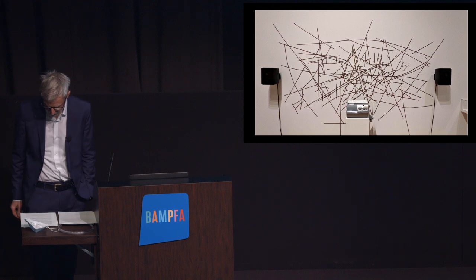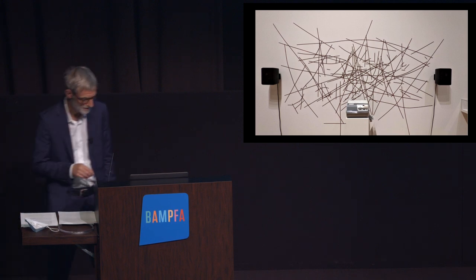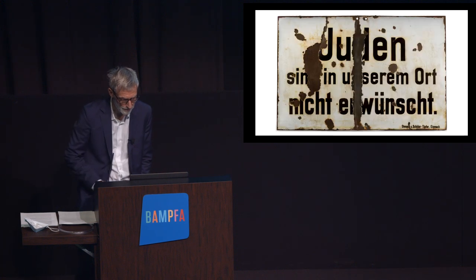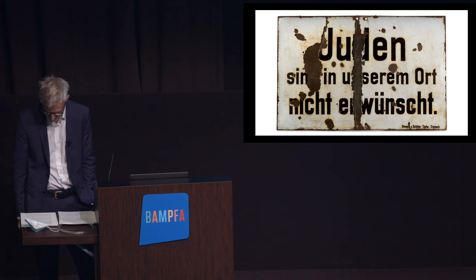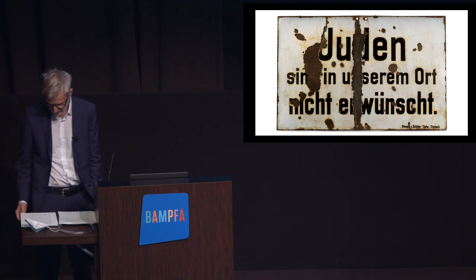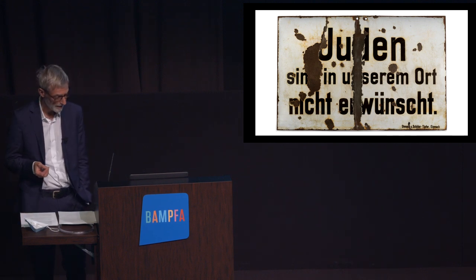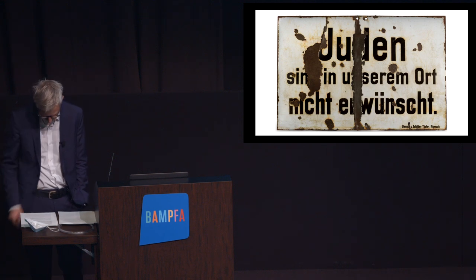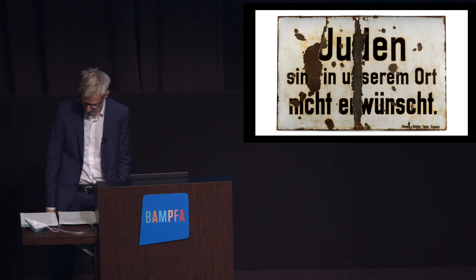Most media have the function of bringing members of a community into alignment. And this is very important. I'm going to show an image here of a sign that definitely brings people into alignment. A sign in a park, for example, may say what is and what is not allowed. This sign was produced after 1933, in Germany, and says that Jews are not welcome in our town. Juden sind in unserem Ort nicht erwünscht.